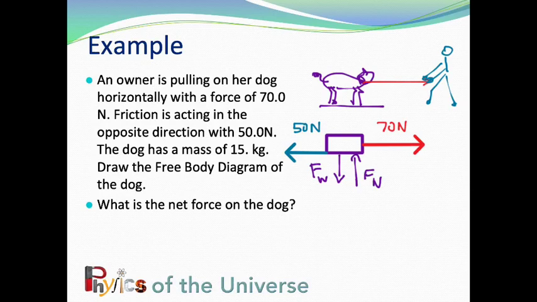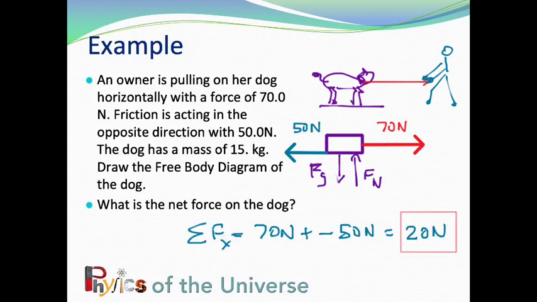You could also call it F sub G. In fact, I'm going to change it right now. I'm going to make that F sub G so it's a little more consistent. So we're going to call that F sub G, in other words, the gravitational force. What is the net force on the dog? Well, 70 newtons to the right plus a negative 50 newtons to the left for a grand total of 20 newtons.